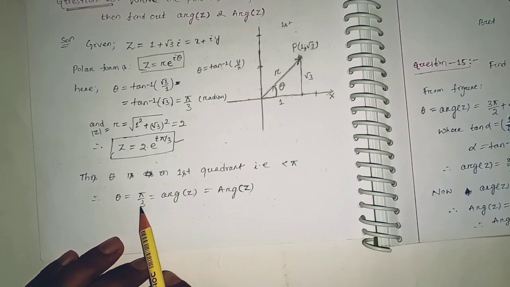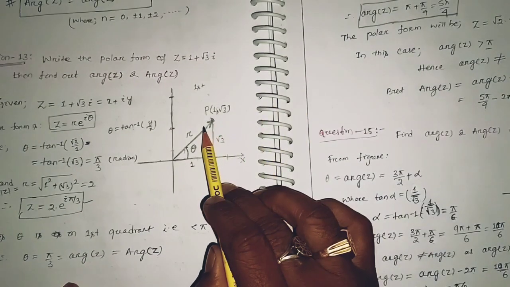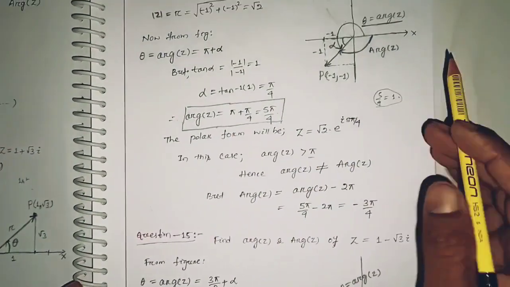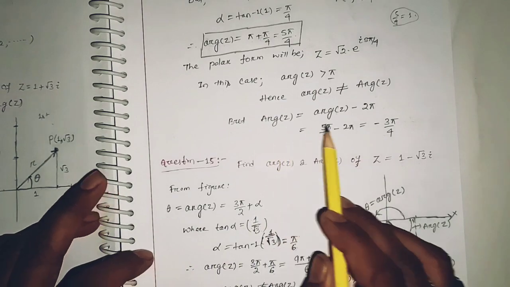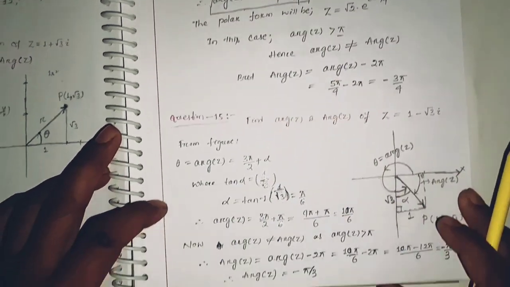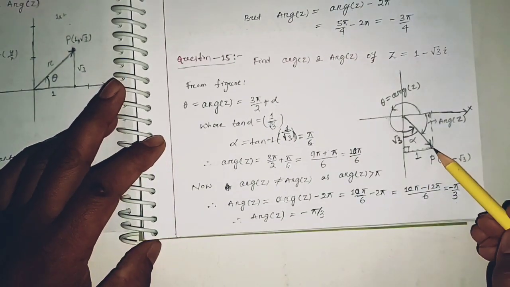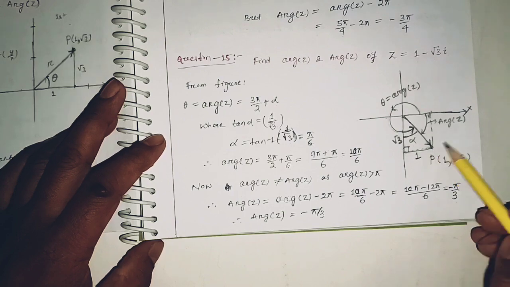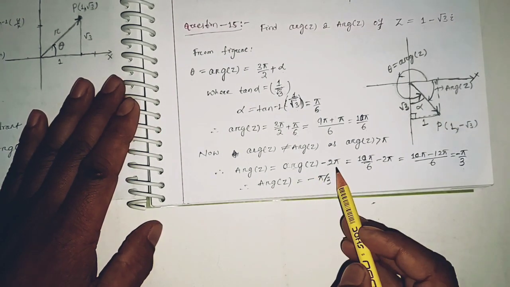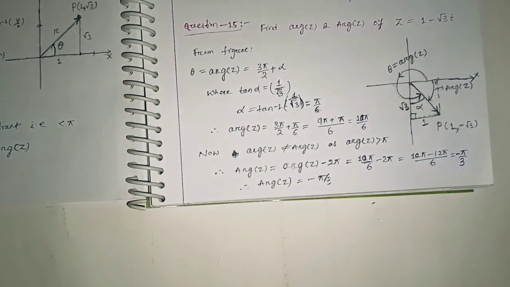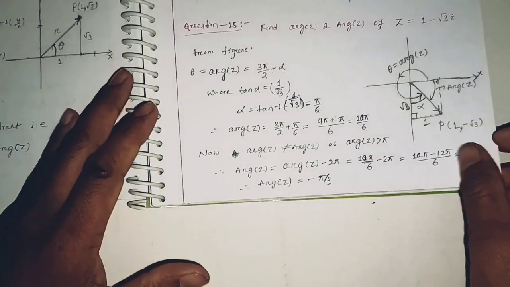because here we found the argument of z equal to pi by 3, as it is in your first quadrant. But in the second question, as it is in the third quadrant, the principal argument is your argument of z minus 2 pi. So for this question, as it is in your fourth quadrant, the principal argument will be the argument of z minus 2 pi, which will be how much? Minus pi by 3.